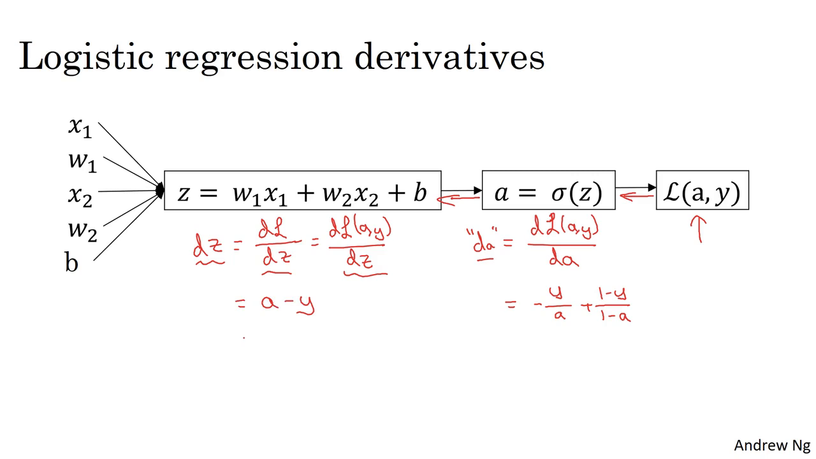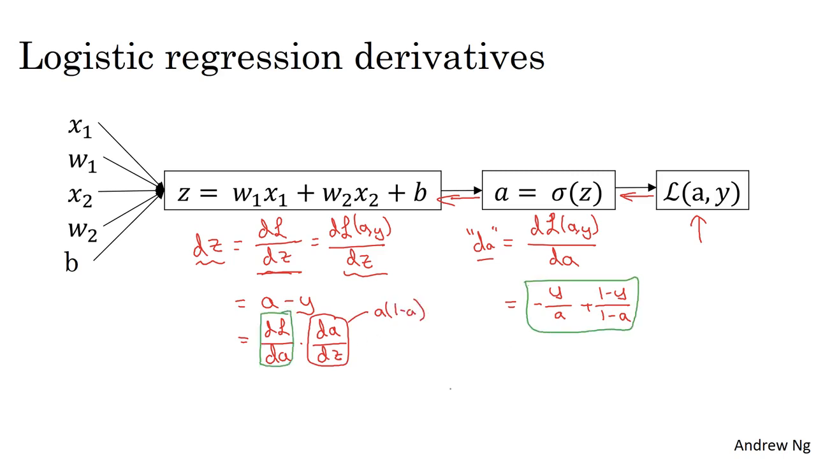Just a couple comments only for those of you that are expert in calculus. If you're not expert in calculus, don't worry about it. It turns out that dL/dz can be expressed as dL/dA times dA/dz, and dA/dz turns out to be a times 1 minus a, and dL/dA we had previously worked out over here. So if you take these two quantities, dL/dA which is this term, together with dA/dz, which is this term, and multiply them, you could show that the equation simplifies to a minus y. So that's how you derive it.